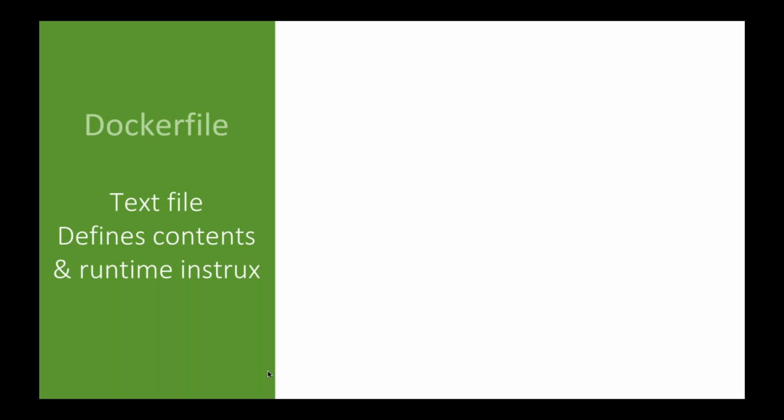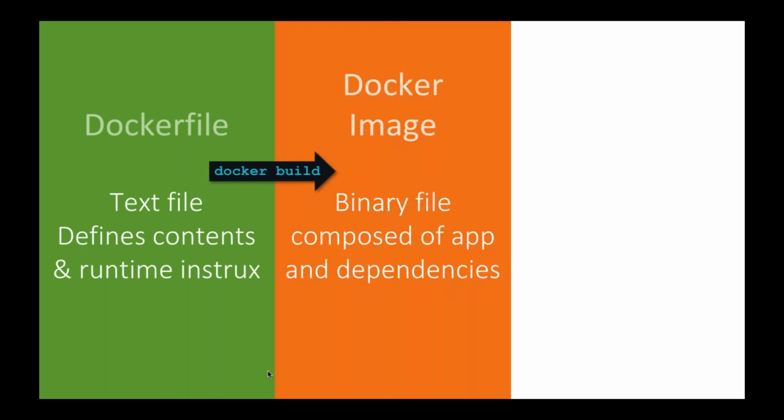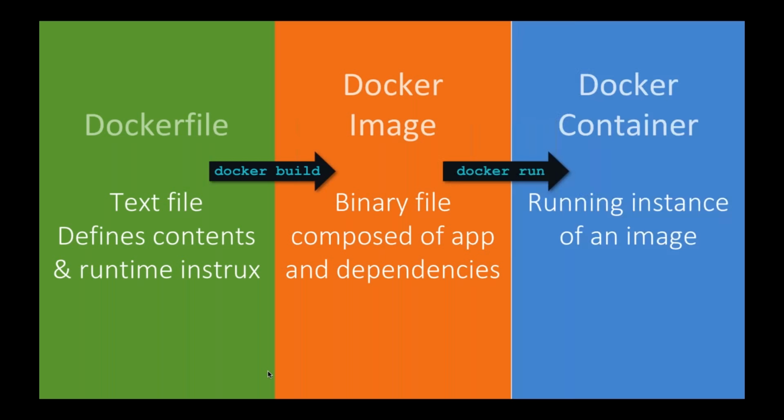So those are runtime instructions. With Docker, you then build a Docker file, and the results of that build are what's called a Docker image. So that becomes a binary file with all of those applications and other resources that are described in the Docker file, as well as all their dependencies, and those runtime instructions come along as well. Then you take an image and you run the image using the Docker run command, and that instantiates a container. That becomes the running instance of that image that's described by the Docker file.